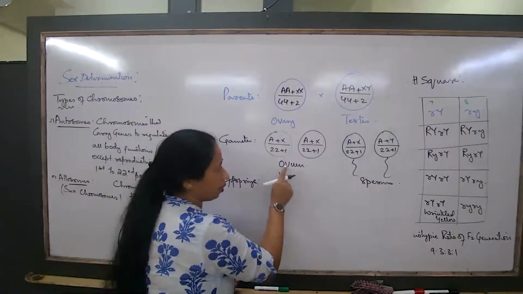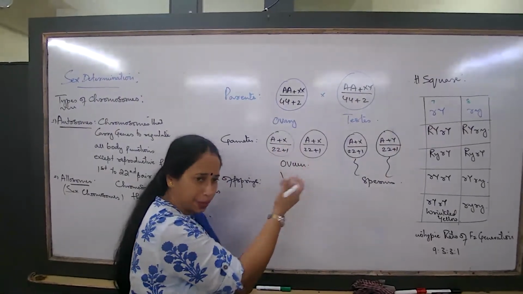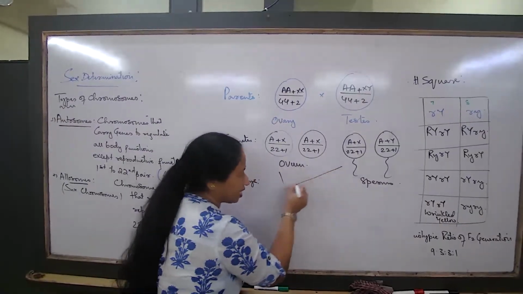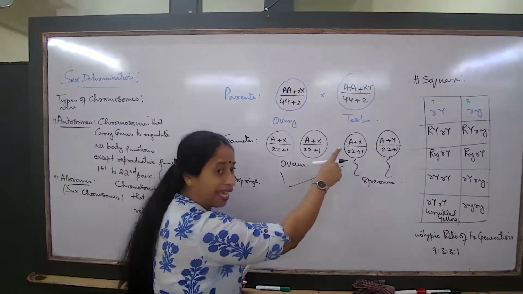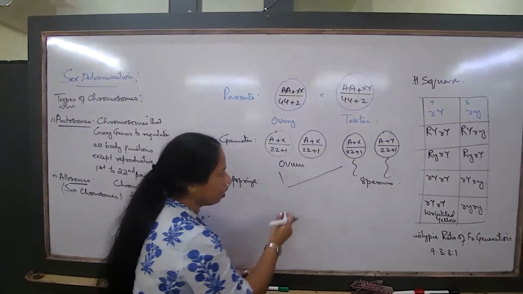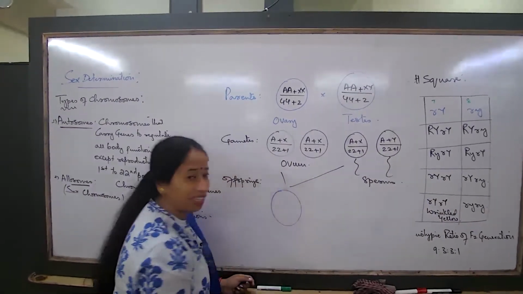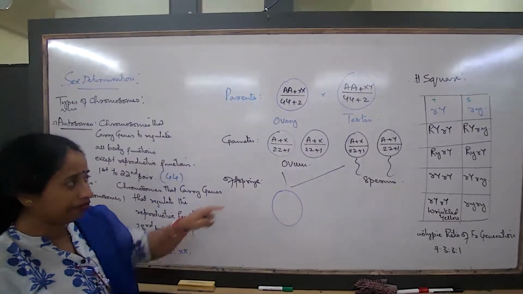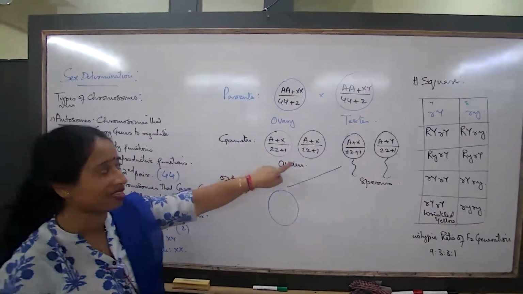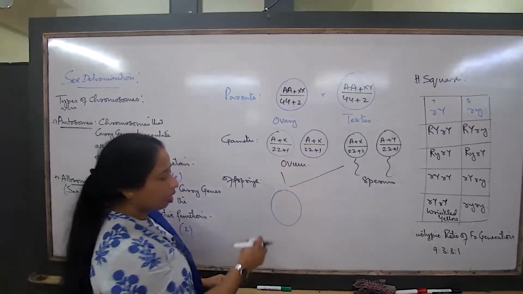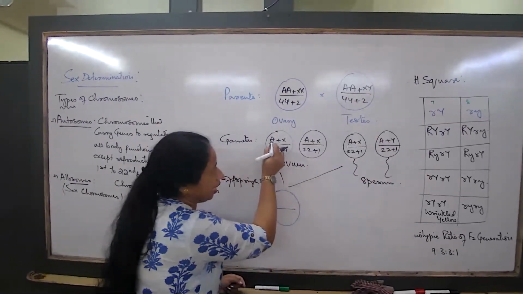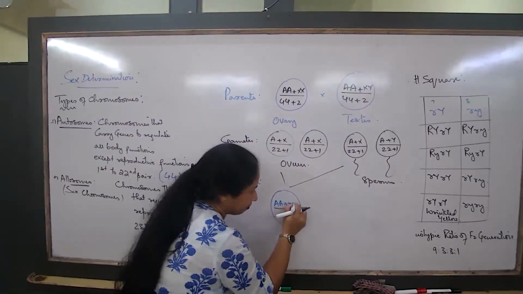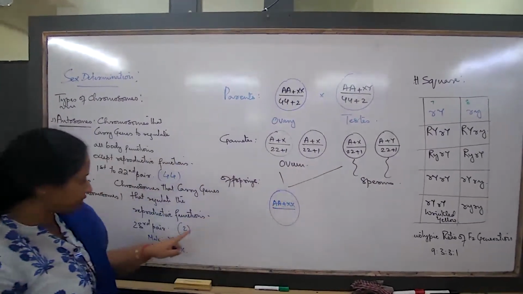Then the offsprings. How is the sex during the process of fertilization understood in the human? If this ovum, now ovum ki to koi problem nahi. Ovum is only one type. Sperm is of 2 types. If this ovum fertilizes with this type of a sperm, X-carrying sperm, then what will the zygote be? You have to write, if an ovum fertilizes an X-carrying sperm, then the zygote will have A, A plus X, X.